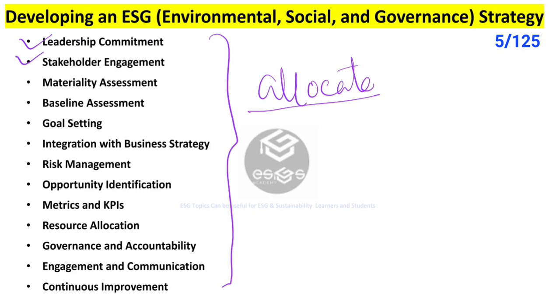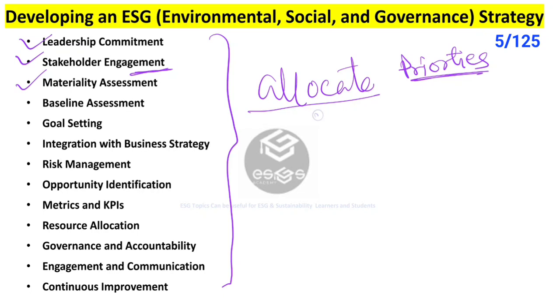Next is about stakeholder engagement. In the stakeholder engagement, what we do in this step, we identify and engage the key stakeholders, internal and external stakeholders, which will include employees, investors, customers, suppliers, communities, and NGOs as an example, and to understand their ESG priorities and expectations.